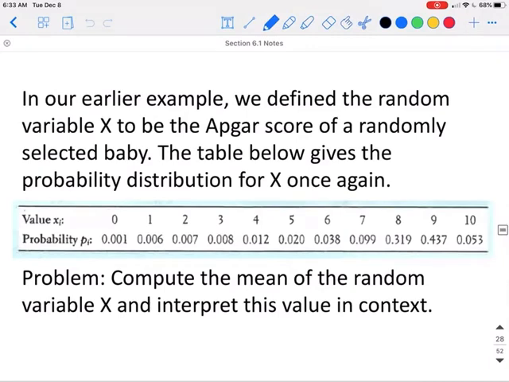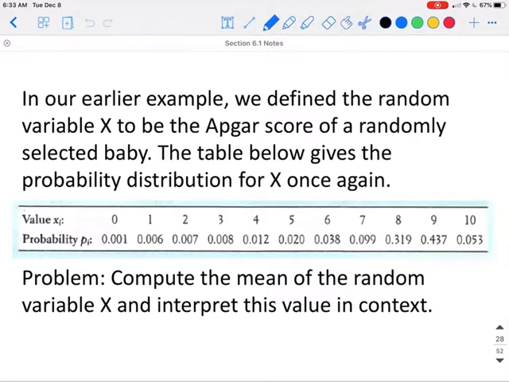So in an earlier example, we defined the random variable x to be the Apgar score of a randomly selected baby. The table below gives the probability distribution of x once again. Compute the mean of the random variable x and interpret its value in context.